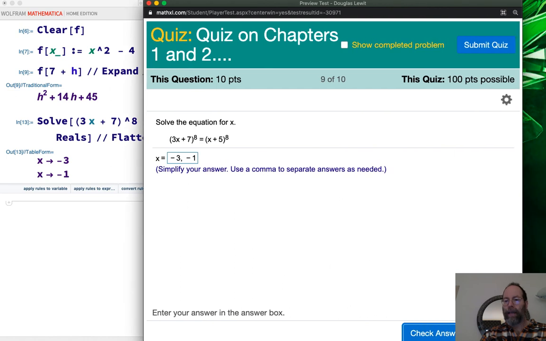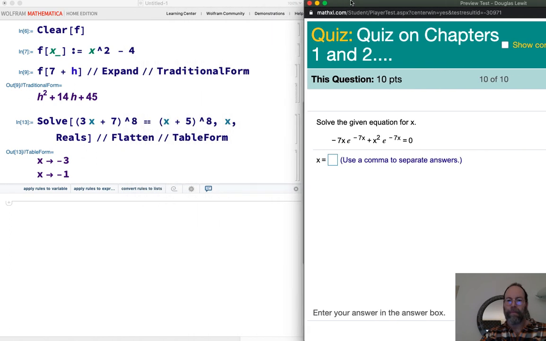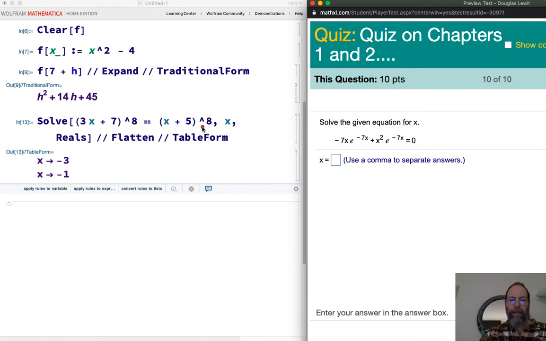So let's see what we have here. Solve the given equation for x. So what I notice here, this is an exponential equation. You have -7x times e to the power -7x plus x squared times e to the power -7x is equal to 0.